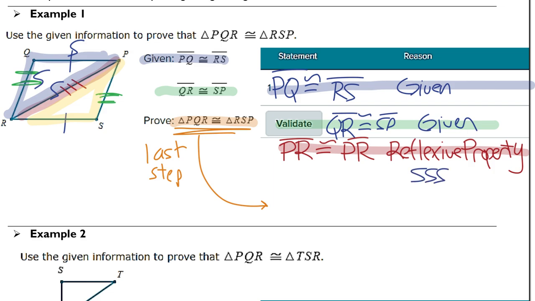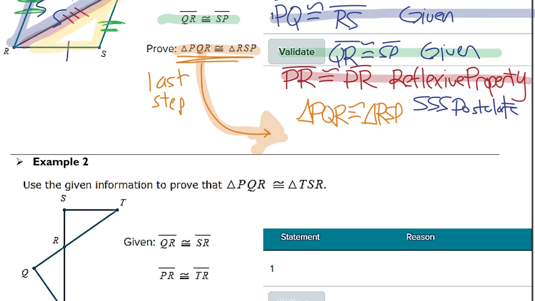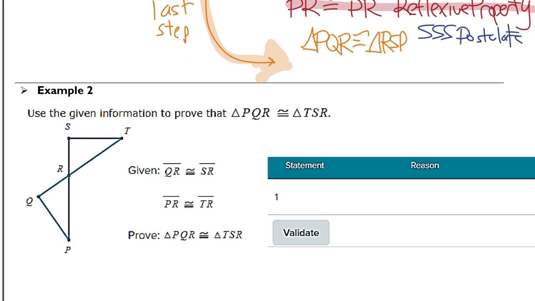But before we do that, we have to again put that last step in here. We're putting this last step in as our last thing right there. So let's rewrite that final step as triangle PQR is in fact congruent to triangle RSP. And again, that was side, side, side postulate. Let's actually do one more together, and then I will flip it to the back side and want you to try.